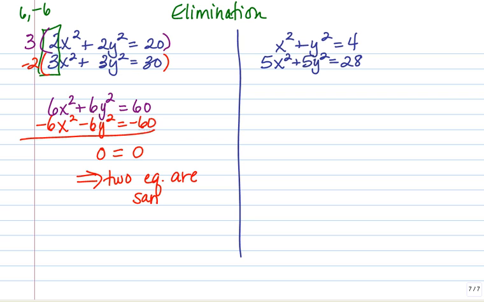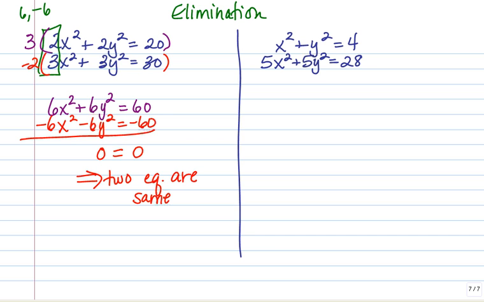And you might have noticed that. Do you notice the first equation, if you divide by 2, you get x squared plus y squared equals 10. The second equation, if you divide by that common factor of 3, you get x squared plus y squared equals 10. So they're really the same equation disguised in two different formats.